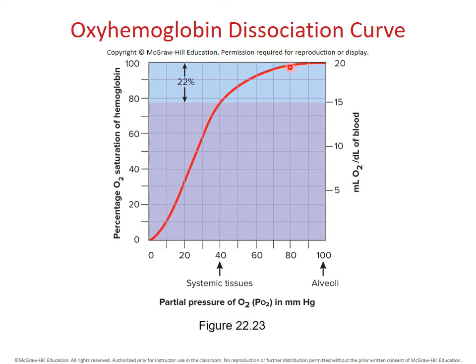So everything about the shape of this curve, this sigmoid shape of the oxyhemoglobin dissociation curve, shows us how beautifully the hemoglobin molecule is designed to do its job. Pick up oxygen in the lungs, release about 22% of it under normal conditions to the tissues, and during exercise, increase the rate at which it releases the oxygen to fuel contracting muscle cells.